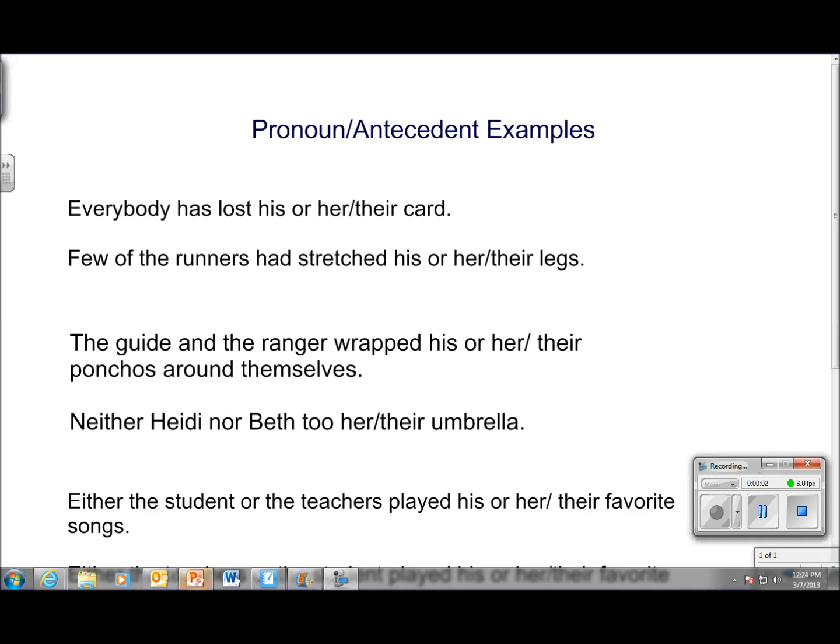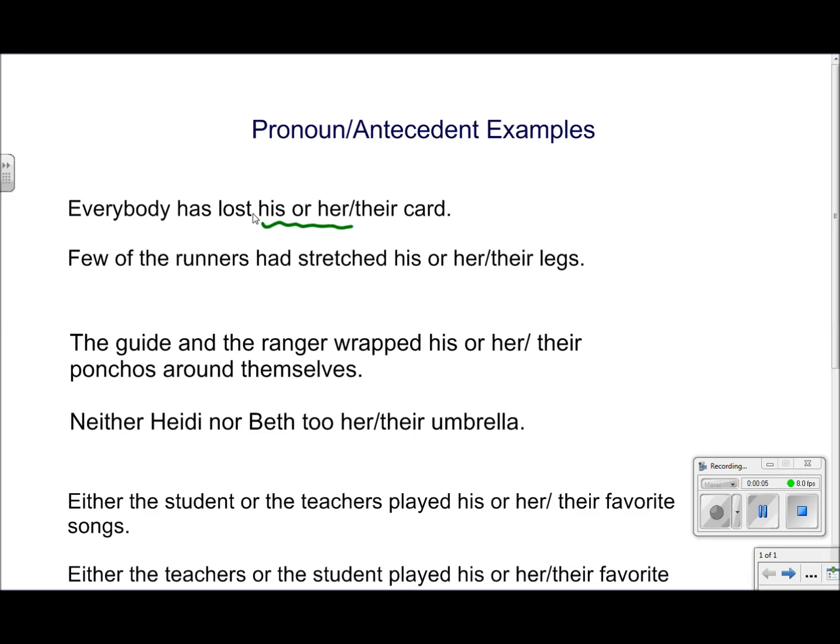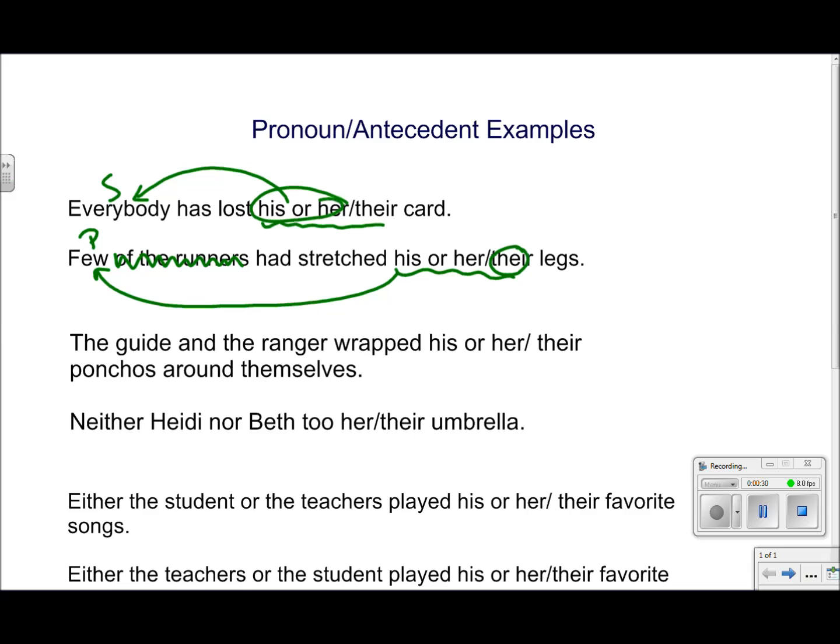All right, in this first example, his or her or their are our choices for pronouns, and they're referring to the antecedent everybody. Everybody is always singular. It's an indefinite pronoun, so I choose his or her. However, in the second example, his or her or their is referring to few, not runners, because that isn't a prepositional phrase. Few is always plural, so there I choose the plural pronoun.